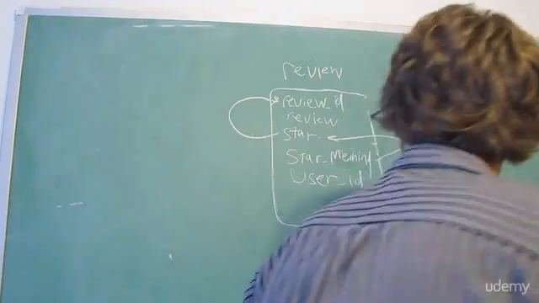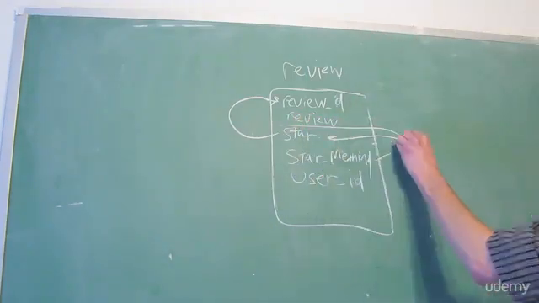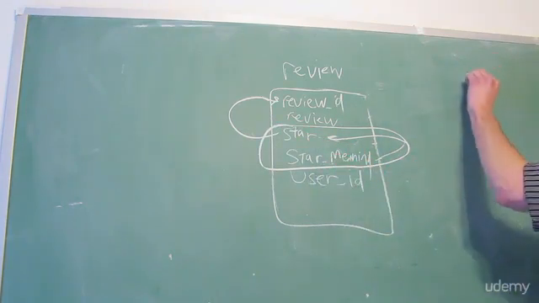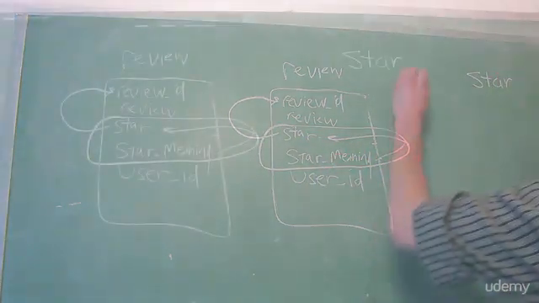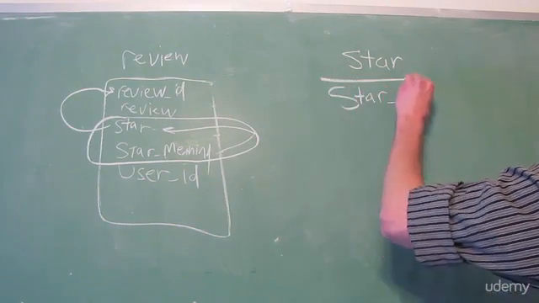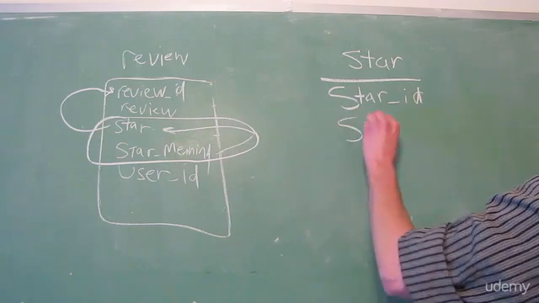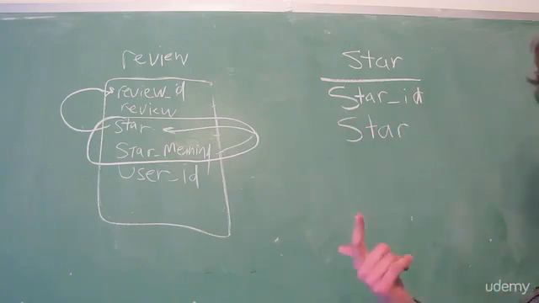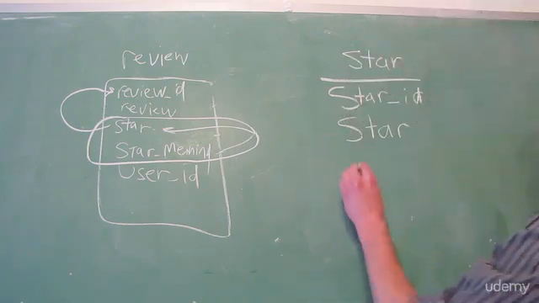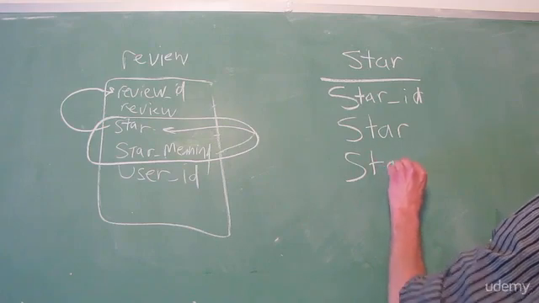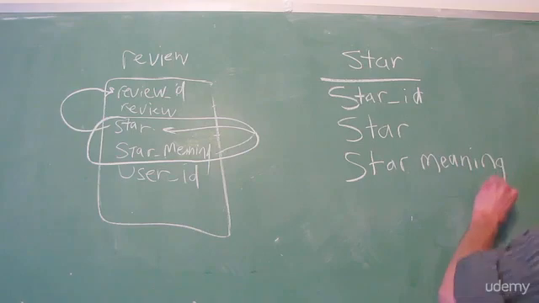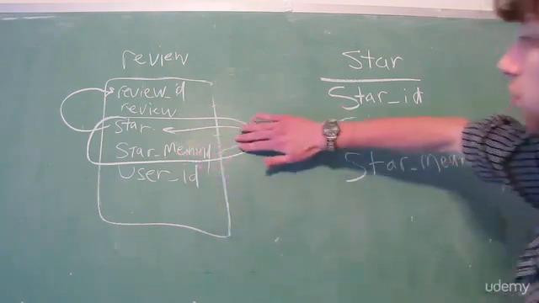So let's do this. Since these columns right here are the ones causing the main problem, we take them and put them in their own table. We have a star table. Within the star table, we're going to have a star ID, and then we're going to have the actual star, whether it be 1, 2, 3, 4, or 5, or whatever kind of rating system you're using. And then we're going to have the star meaning.